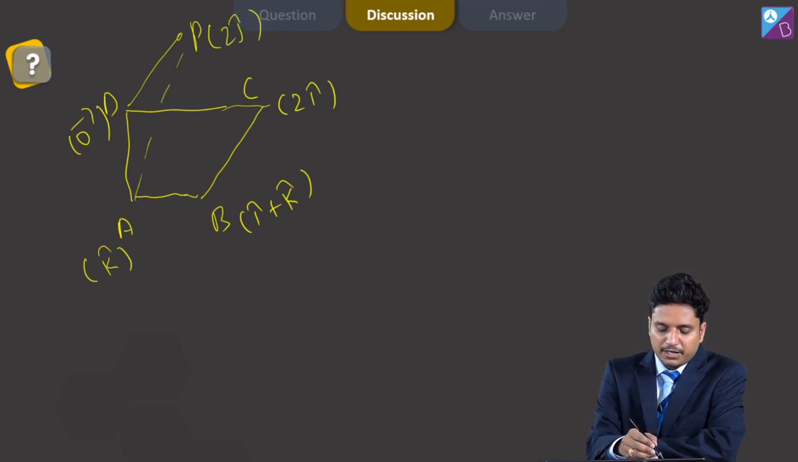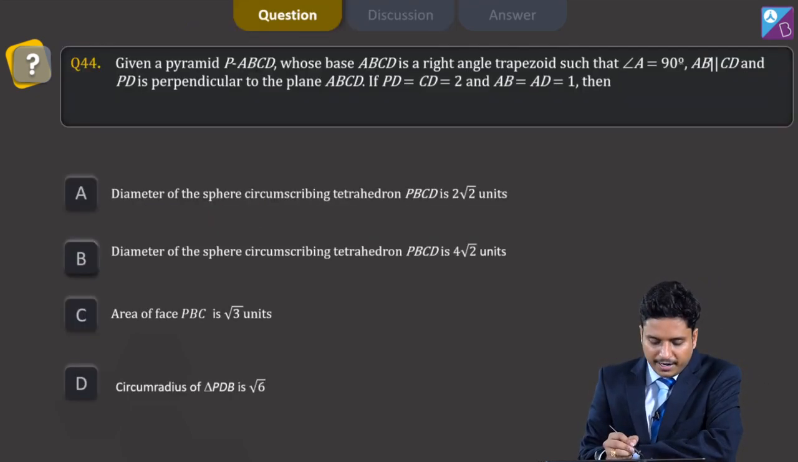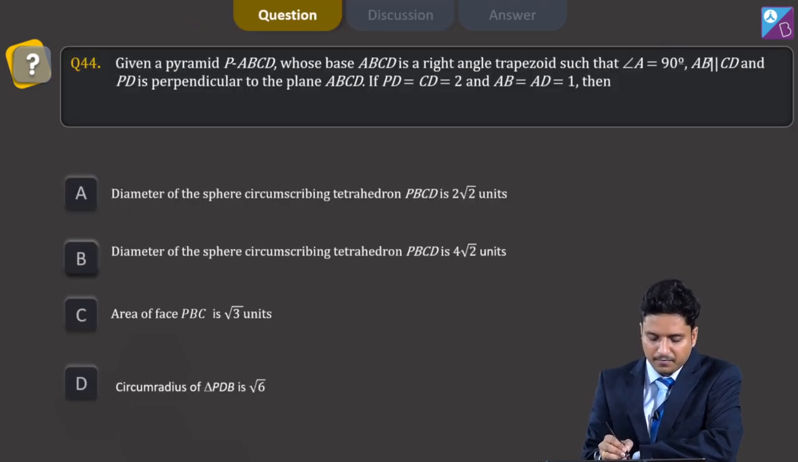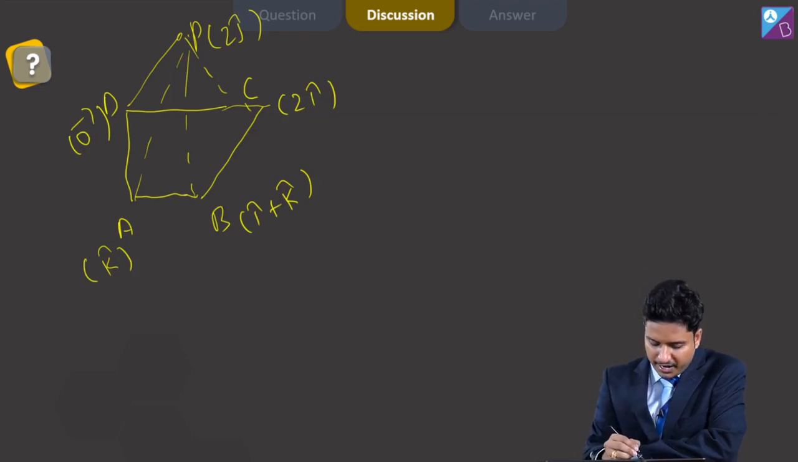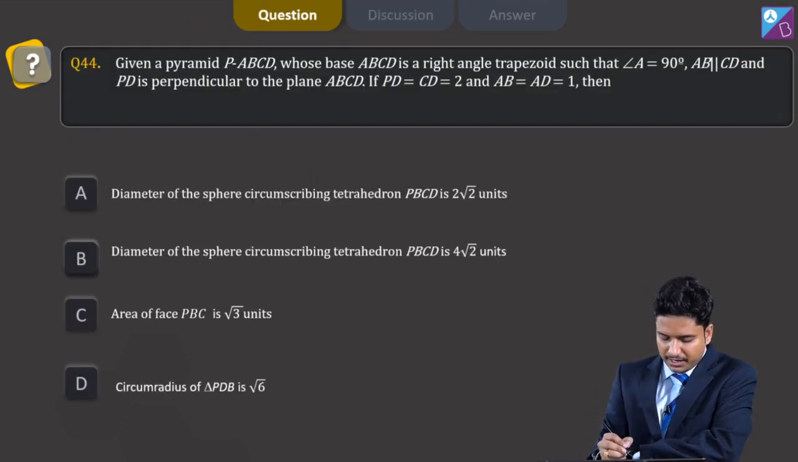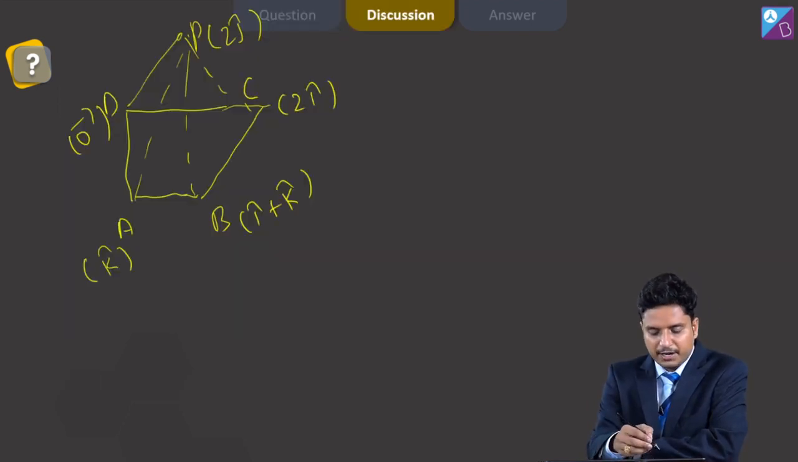So this will be your tetrahedron PABCD. So what do we have to find out? We have to find out the diameter of the sphere circumscribing this tetrahedron PBCD, right? PBCD. And what are the other options? Area of face PBC is the circumradius of triangle PDB, right? So first of all, we try to find out that option A.